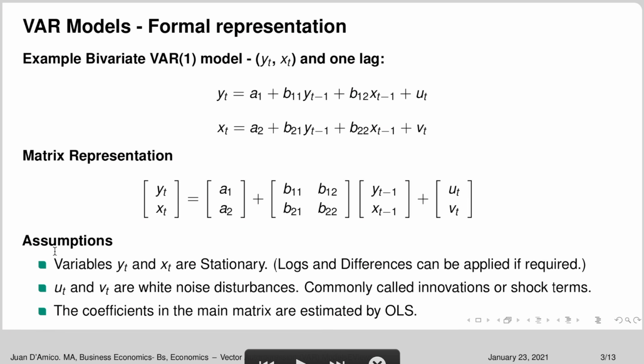So what are some of the assumptions of the VAR models? Well, variables yt and xt are stationary. Logs and differences can be applied if required. Some of these transformations may be required in order to make our variables stationary. ut and vt, which are our error terms, are white noise disturbances, and they are commonly called innovations or shock terms. And finally, the coefficients in the main matrix are estimated by OLS.